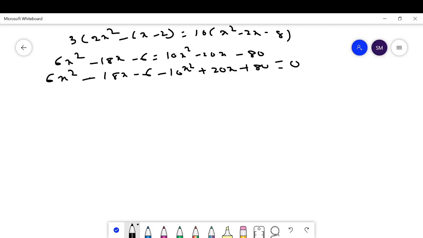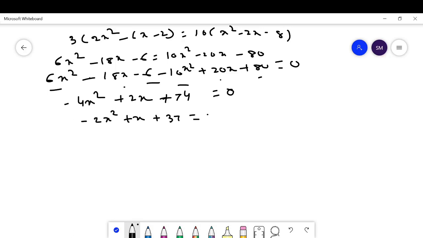is equal to 0. Then 6x square minus 10x square is minus 4x square, minus 18x plus 20x is plus 2x, minus 6 plus 80 is plus 74, equal to 0. Then here take 2 common, you get minus 2x square plus x plus 37 is equal to 0. Then take minus common, minus 2x square minus x minus 37 is equal to 0.